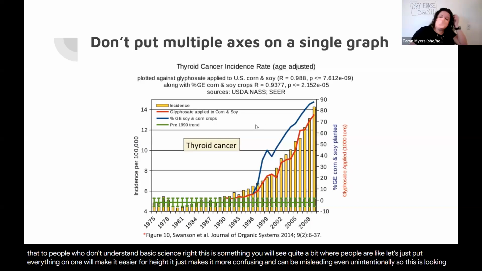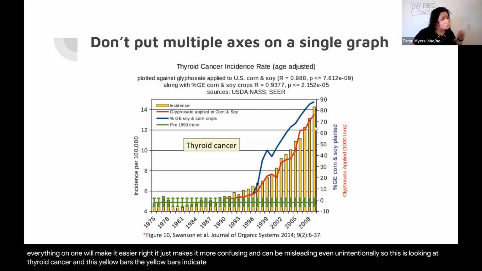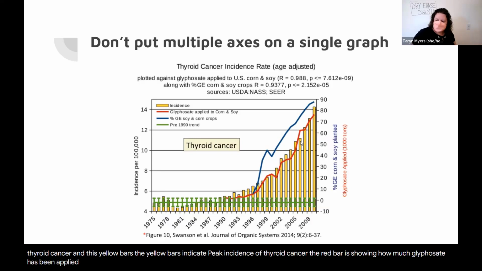So this is looking at thyroid cancer. And the yellow bars indicate the incidence of thyroid cancer. The red bar is showing how much glyphosate has been applied, out of 1,000 tons. And I don't even know what the unit is here, right? Like it's really hard to tell.